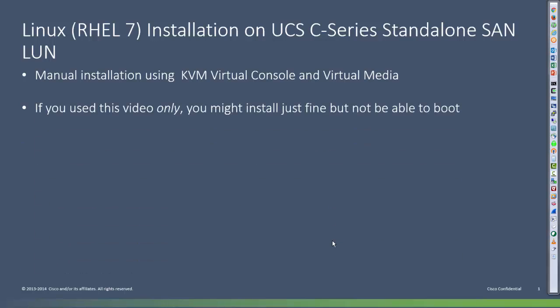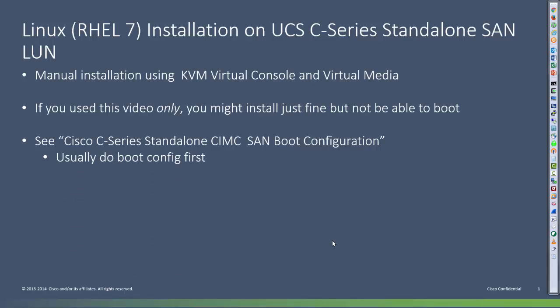If all you did was follow this video, you may install just fine on a SAN LUN, but you might not be able to boot off the SAN LUN. There's slightly different issues. There's another video entitled Cisco C-Series Standalone CIMC SAN boot configuration that shows the out-of-band configuration for Cisco VIC FCoE for being able to boot off of it. We typically do that one first so that we could do the install in this video and then reboot at the end of this install and then be able to boot correctly directly off of the SAN LUN.